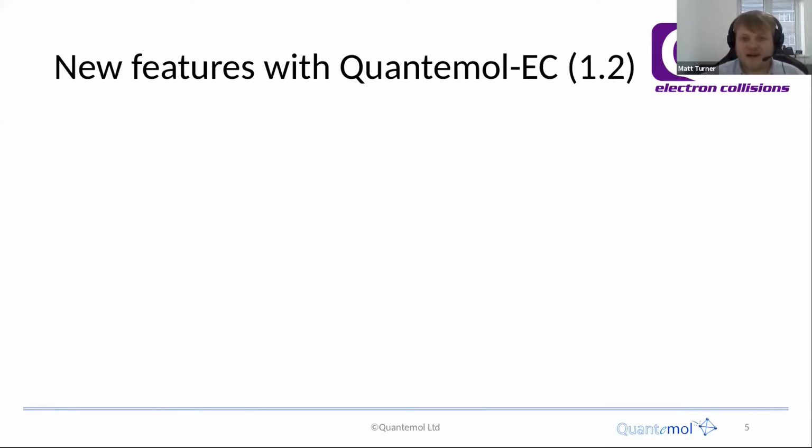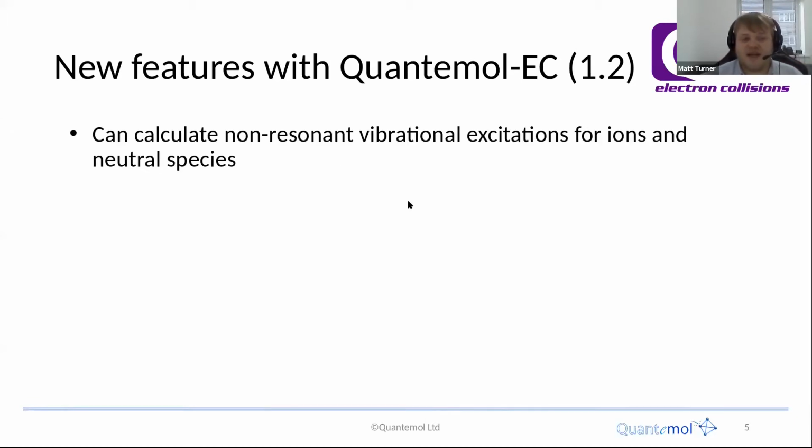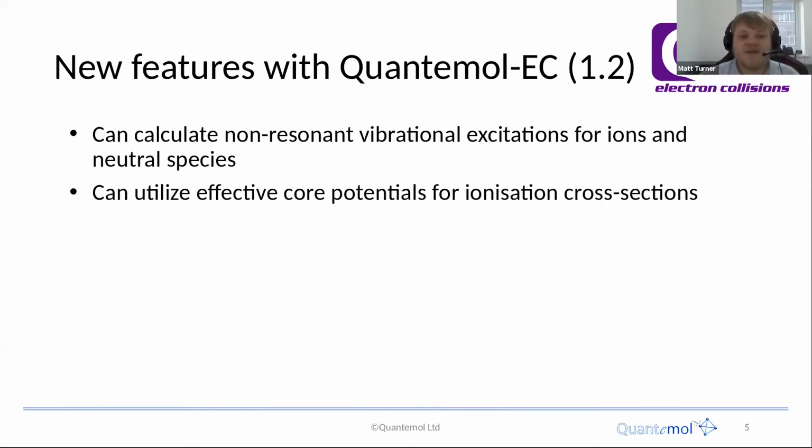So what we're specifically presenting today is Quantemol-EC 1.2, our most recent update upon Quantemol-EC. I'm just going to tell you quickly about the two major features which have been added. The first is the ability to calculate non-resonant vibrational excitations for ions and neutral species, which is actually what we're going to be having a look at quickly today. The second is that it can utilize effective core potentials for ionization cross-sections. These are very useful for calculating things with heavier atoms.